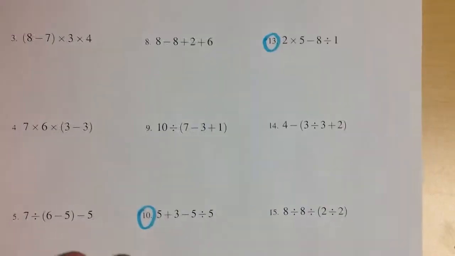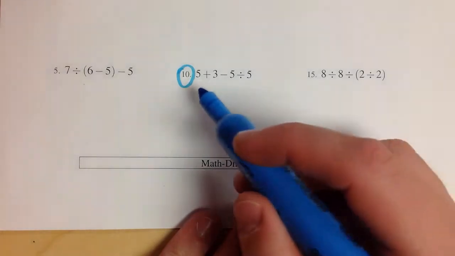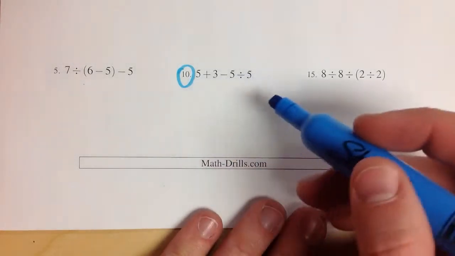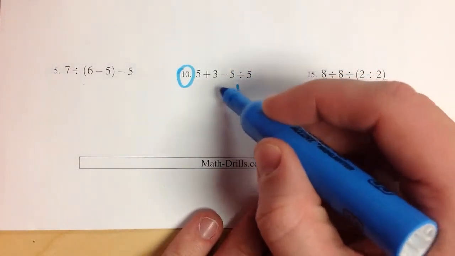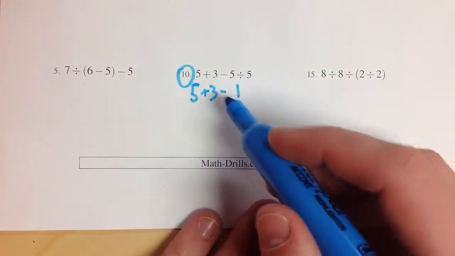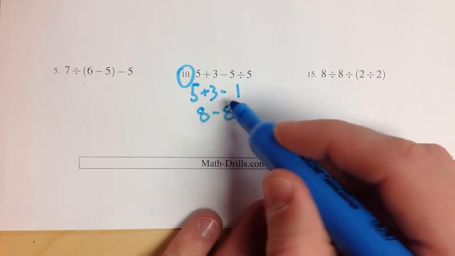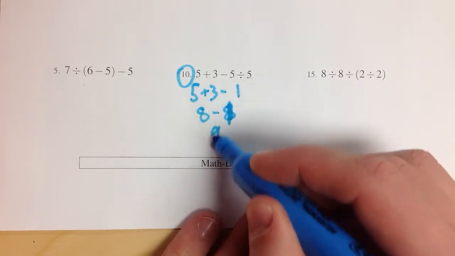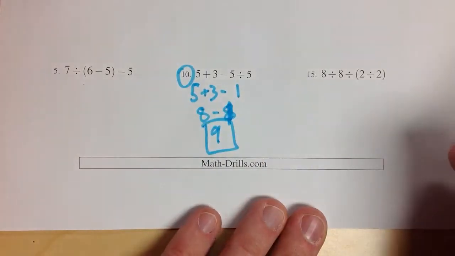Group 2 has a few different problems. I was going to do number 10 here. 5 plus 3 minus 5 divided by 5. You do 5 divided by 5 first, which is 1. Then I have 5 plus 3 minus 1. 5 plus 3 is 8. 8 minus 1 is 9. So that would be number 10.